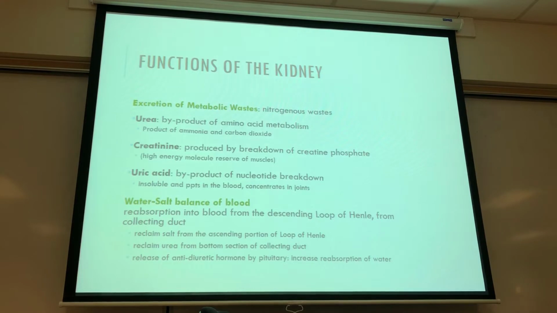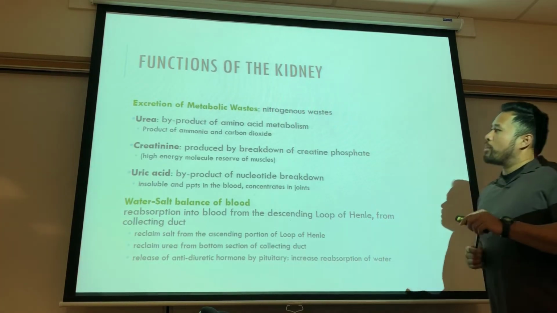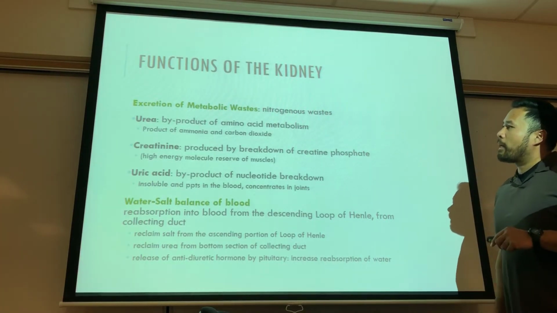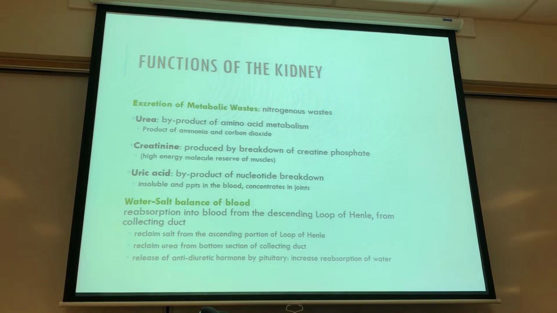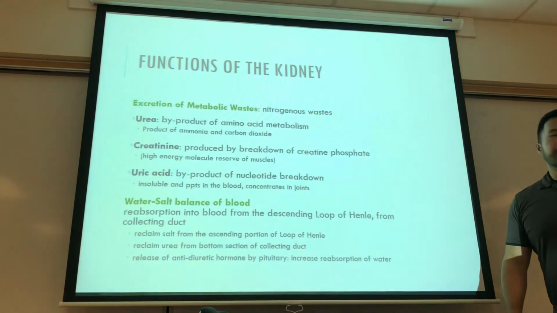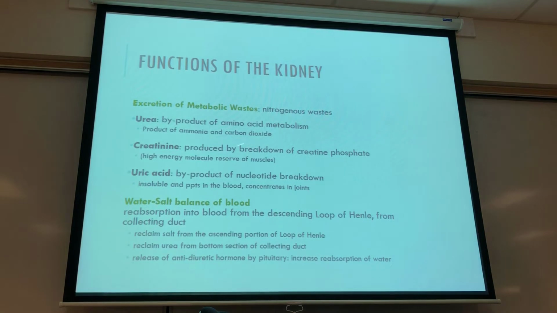So here we're going to be able to see metabolic waste. When we break down amino acids, one of the byproducts of breaking down amino acids is urea. And urea is produced from ammonia, which is one of our main byproducts from breaking down amino acids. So if you remember our amino acids, we had NH2, C, and then this was a carboxylic acid.